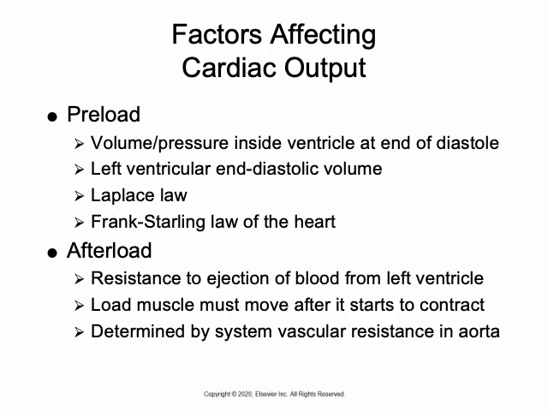Preload and afterload affect our cardiac output. By definition, preload is the volume and pressure inside the ventricle at the end of diastole. Preload is determined by 2 different factors: the amount of blood left in the ventricle after systole and the amount of venous blood that returns to the ventricle during diastole. The end systolic volume, or what's left in the ventricle after systole, is dependent on the strength of the ventricular contraction as well as the resistance to ventricular emptying. Venous return is dependent on blood volume and the flow through the venous system and the AV valves.